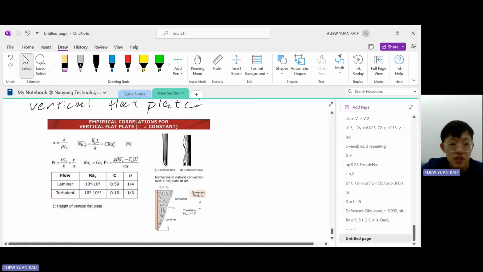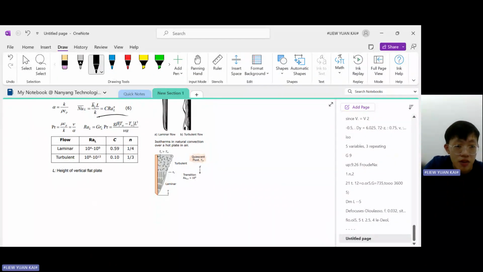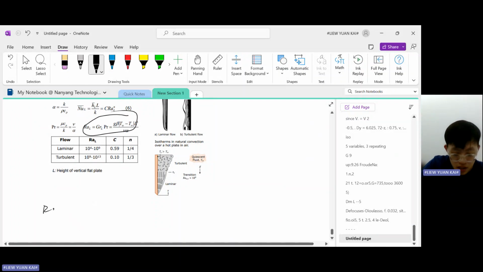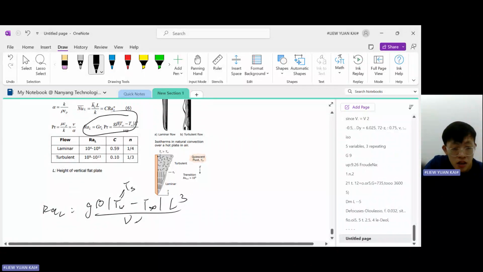First, we want to calculate the Nusselt number. But the Nusselt number requires us to find the Rayleigh number. So always in natural convection problems, find the Rayleigh number first. The Rayleigh number is given by g beta (T_W minus T infinity) L cubed divided by nu alpha. T_W is the same thing as T_S, the surface temperature.